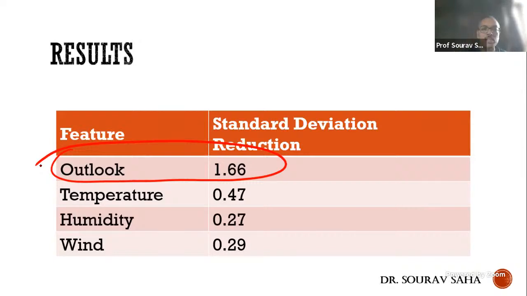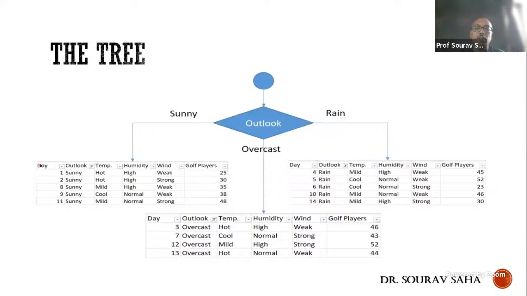That is going to be my first variable, first feature for doing the splitting. So Outlook sunny, Outlook overcast, Outlook rain. This is where I am right now. Now the next step would be to make sure that I am able to reduce this further.